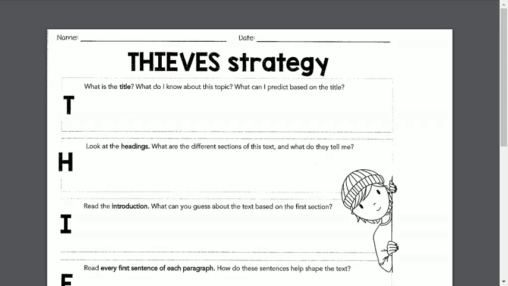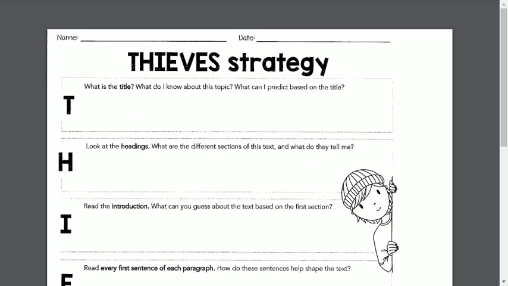So I would go under the E and write, how do these sentences shape the text? Well, they shape the text because they tell me what the passage is going to be about. We're going to be talking about main ideas probably next week, and one of the things we're going to find out is that a lot of times the first sentence is the main idea for that paragraph.